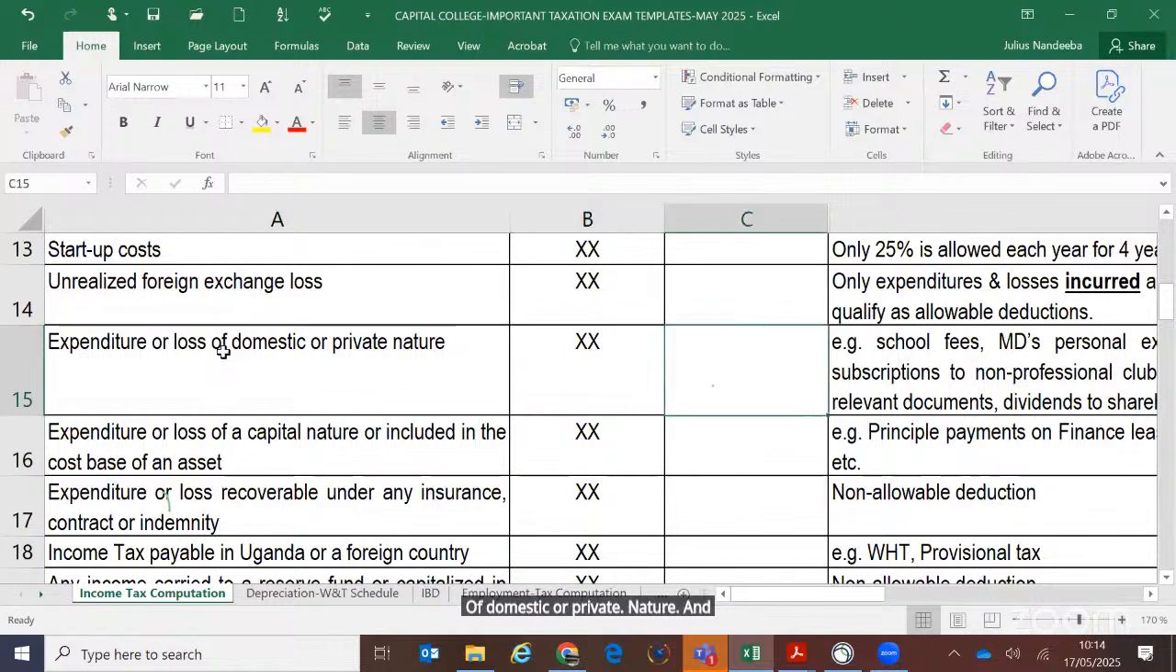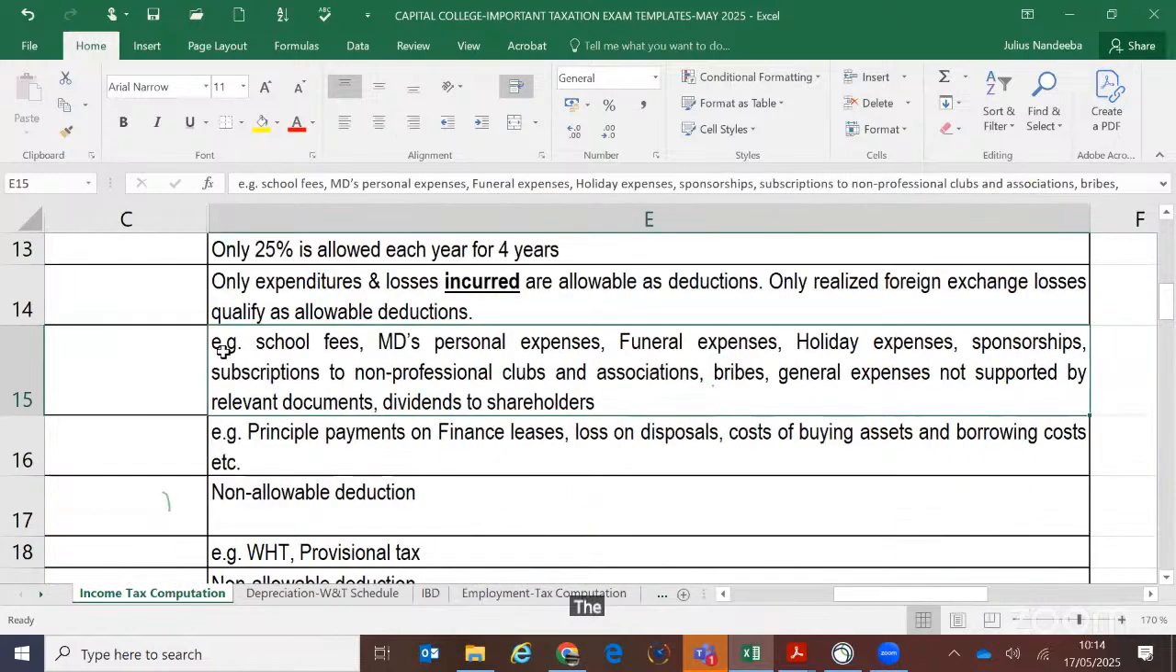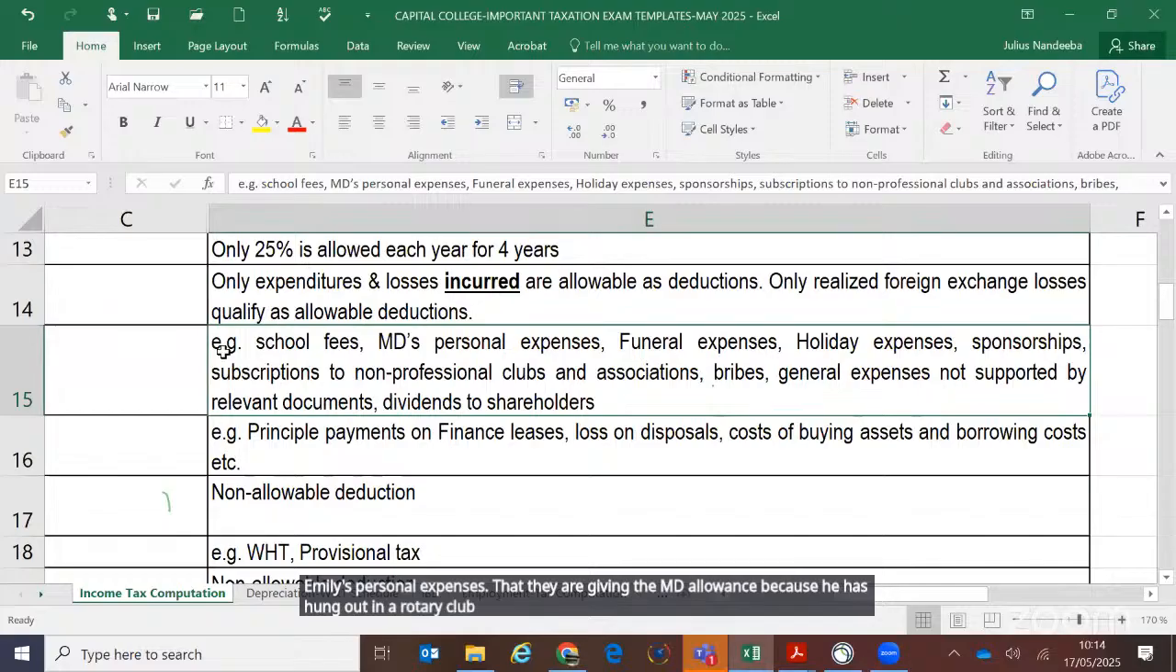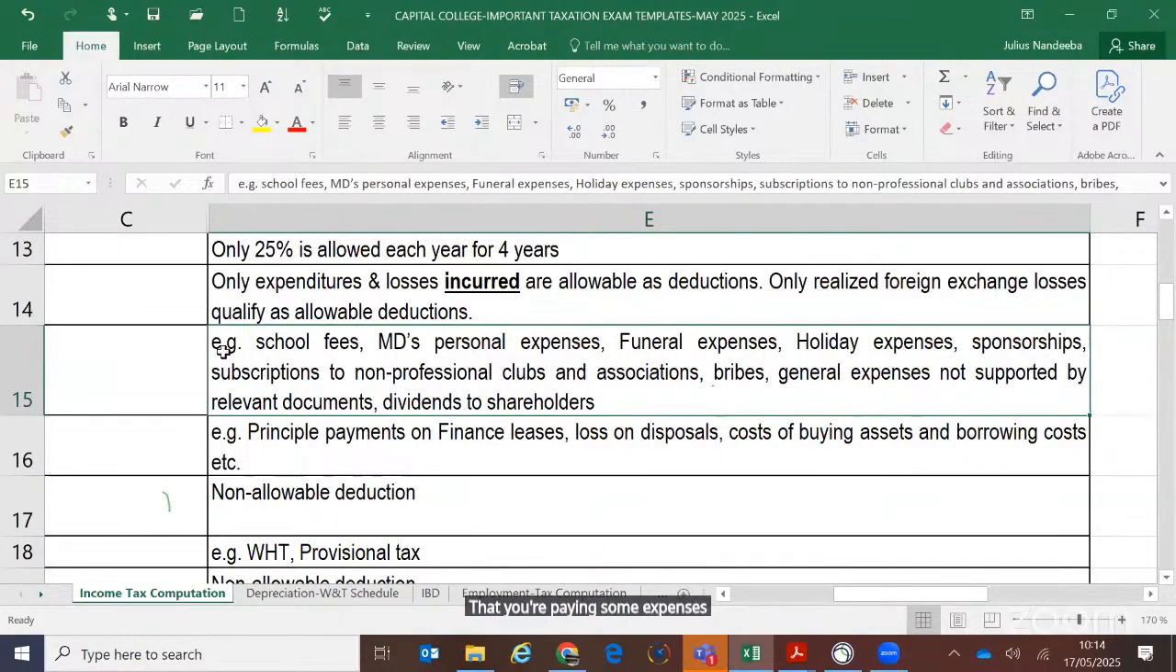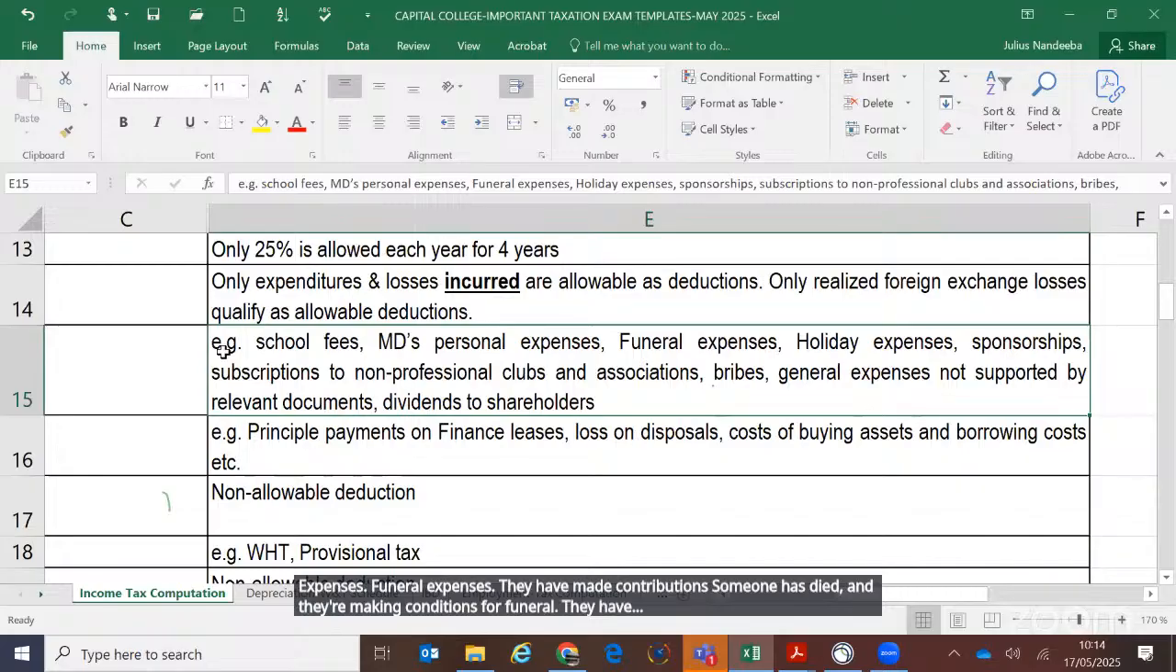And if you actually see in your questions, the most expenses that you will see, number one, for example, school fees. You're a company, but you're paying school fees for the director's children. MD's personal expenses, that they are giving the MD allowance because he has to hang out in a Rotary Club, he has to hang out in Kampala Club. Those are private expenses. That you're paying some expenses at the MD's residence. Those are private expenses. Funeral expenses, they have made contributions. Someone has died and they are making contributions for funeral. They have incurred some expenses.